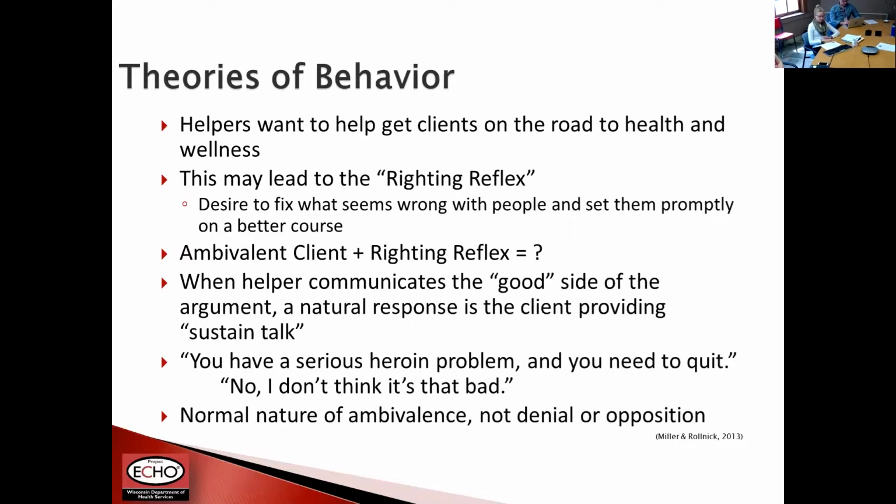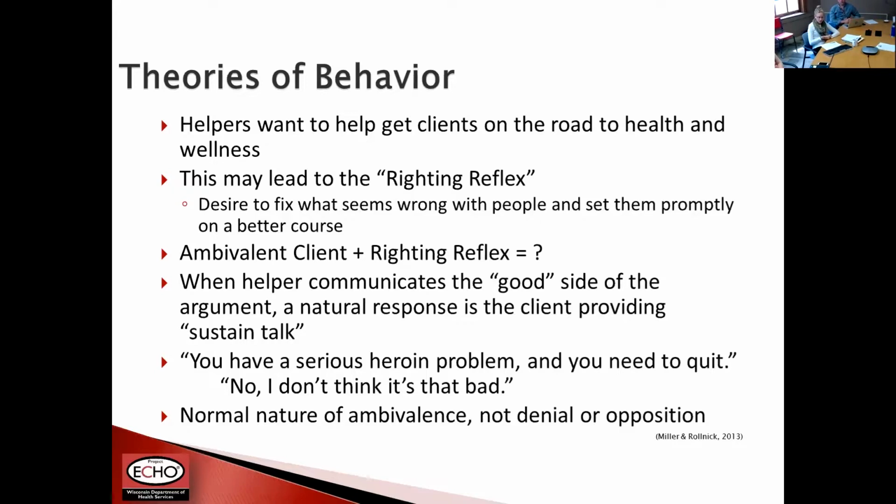So helpers, such as doctors, nurses, counselors, etc., want to help get clients on the road to health and wellness. But this may lead to what we call the righting reflex, which is defined as the desire to fix what seems wrong with people and set them promptly on a better course. So what happens when you have an ambivalent client and you add in that righting reflex?